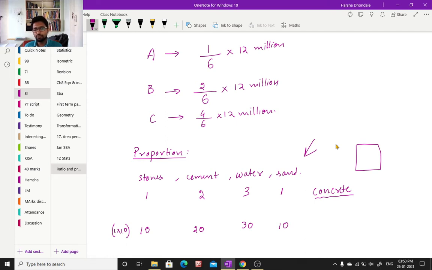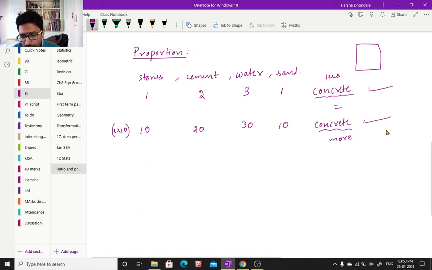Now I mix all of them together. I get a concrete mixture, and the characteristics of this will be the same as this, but the only difference is the amount of concrete that I obtain here is less, the amount of concrete I obtain here is more, but the characteristics will be the same. Why will it be the same? Because I have increased everything proportionally. That is the meaning of proportion. So in this chapter we are studying, the chapter name is ratio and proportion. So with this background, I would like to solve a few problems from your textbook.